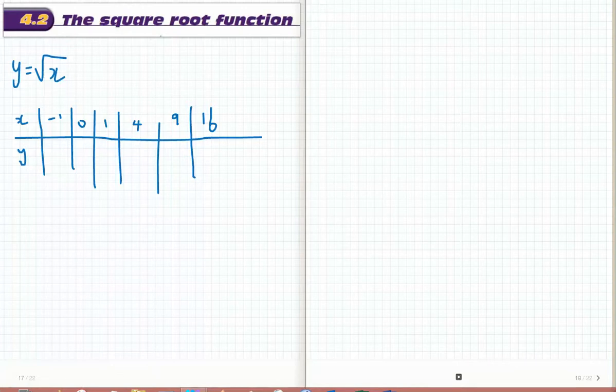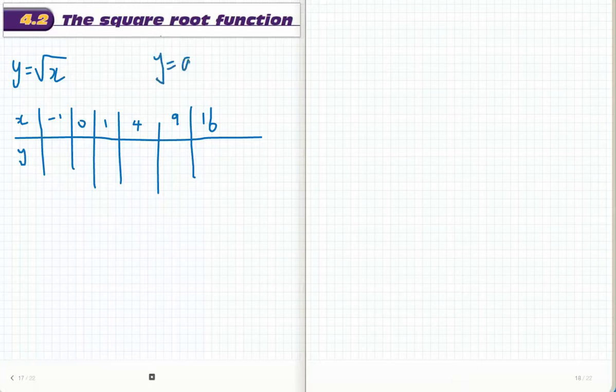This is for Year 11 Methods. It's background information about the square root function, which comes out of 4.2 in Chapter 2. This is in the form of y equals a x to the power of n, or in this particular case n equals 1/2. So it's y equals the square root of x.